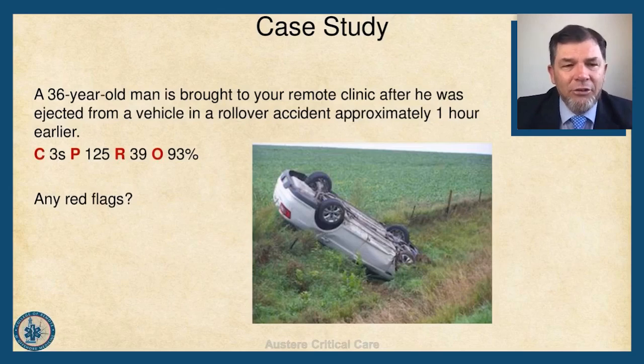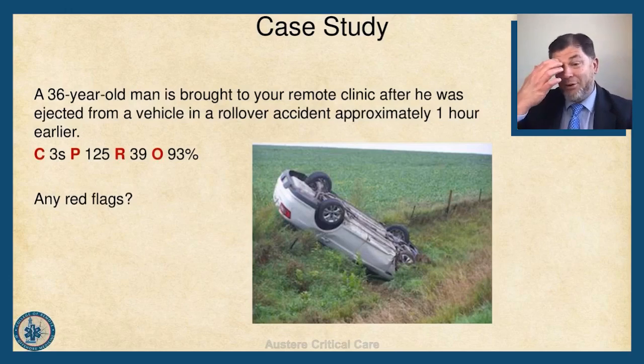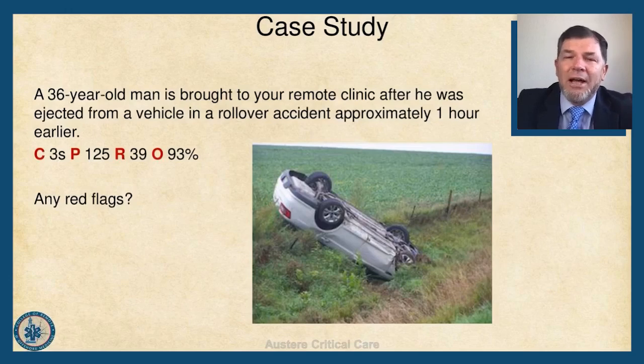So this casualty has a CPRO: he's got 3-second capillary refill. He's got a 125 heart rate. He's got a respiratory rate of 39. And for some reason, he's able to get at least 93% on his pulse ox. So yeah, any red flags here? What we look for when we are doing our assessment is red flags. Anything more than 2 seconds of capillary refill is a red flag. Anything over 100 pulse rate is a red flag. Anything over 20 respiratory rate is a red flag. And anything below 94% oximetry is a red flag. So right off the bat, this guy has 4 red flags.